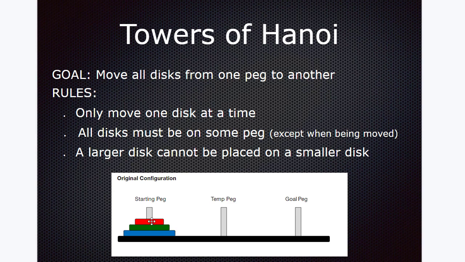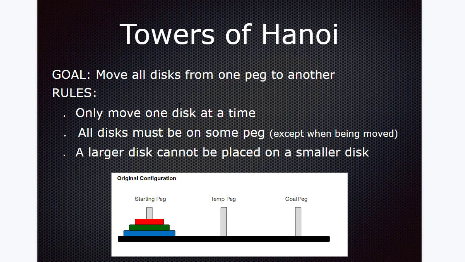The starting peg will have some disks of different sizes on it, arranged with the larger disks at the bottom and the smaller disks at the top. The goal is to move all the disks from the starting peg to the goal peg using three rules. Number one, you can only move one disk at a time. Number two, all disks have to be placed on some peg at all times, the only exception being the one disk that you're moving at that time.